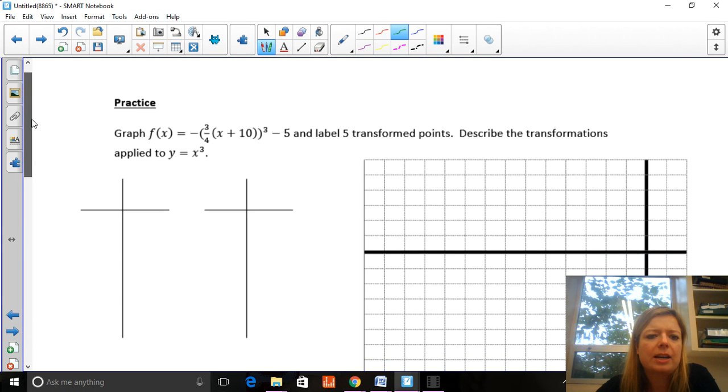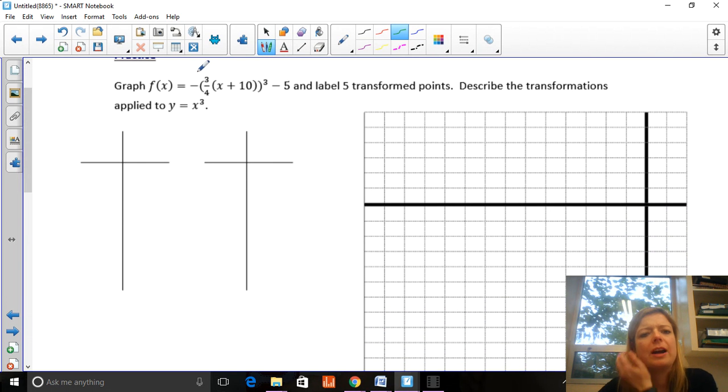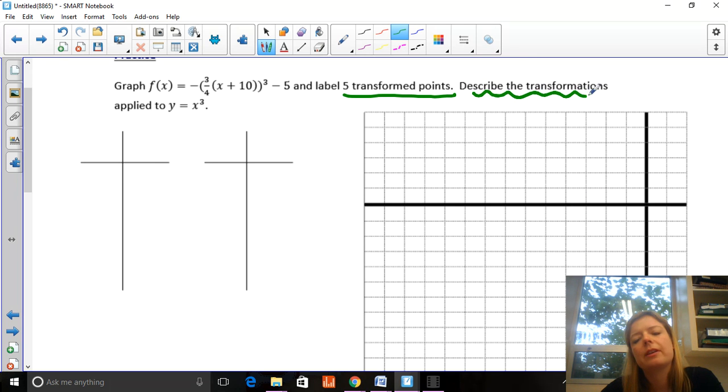Okay, here's a practice question for you. Graph this function and label the 5 transformed points. Describe the transformations applied. This tests a lot of your knowledge, your ability to identify what the A, K, D, and C are, apply them to the table of values, then use that to graph, and then actually use proper vocabulary.